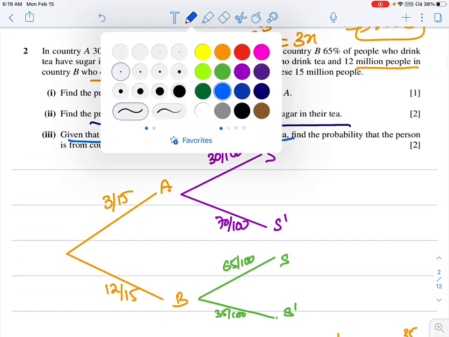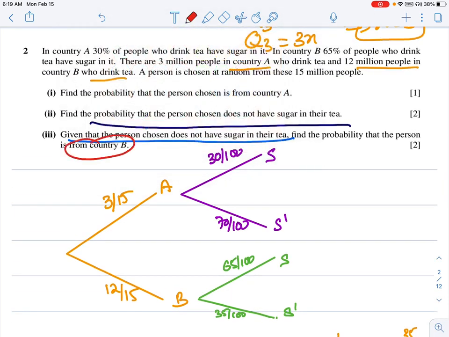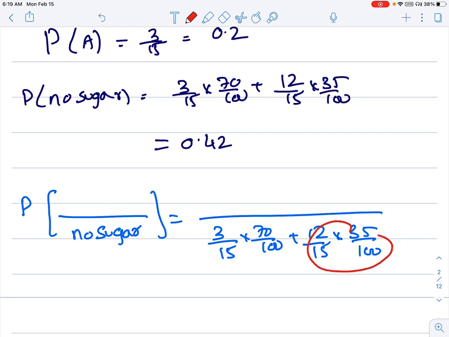Which part? He says that it is from country B. So the country B number is this one that goes to the numerator: 12 upon 15 times 35 upon 100. So simplify that, 0.667.